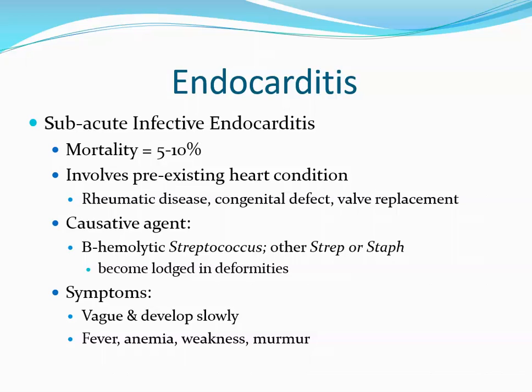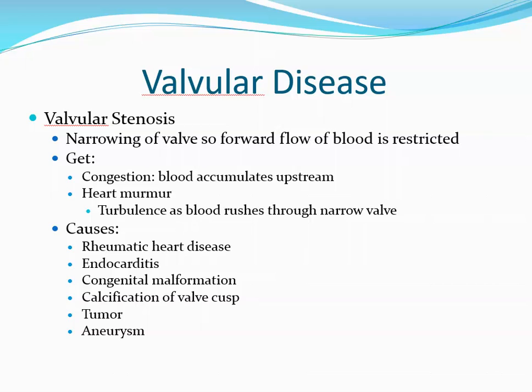Symptoms are vague and develop slowly. These may include fever, anemia, weakness, and a murmur. Next, we're going to look at different valvular disorders. These are affecting the four major valves in the heart. These disorders could be either a stenosis, which means a narrowing, or an incompetence, which means the valves do not function properly. Starting with valvular stenosis.